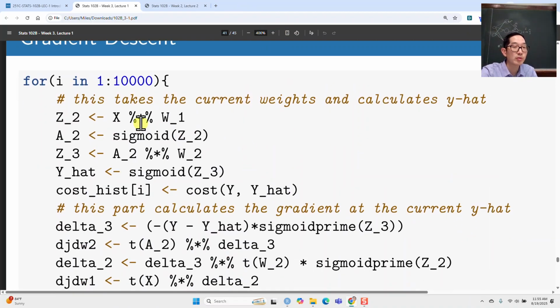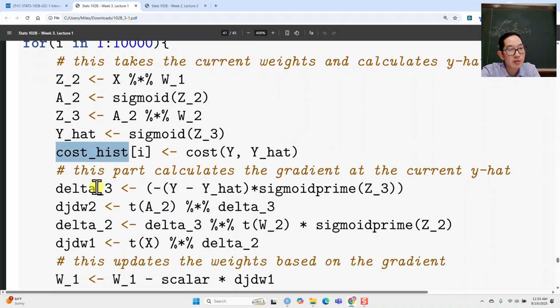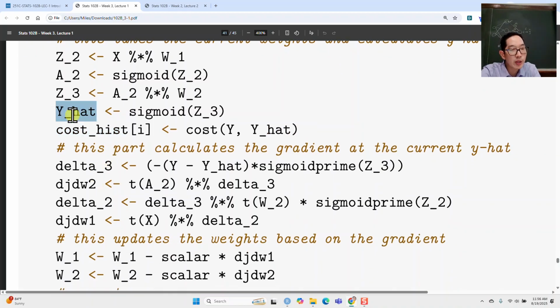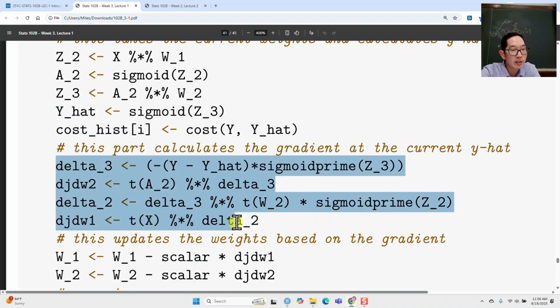So all we do is take our current values of W1 and W2. We do the forward feed. X times W1 gives me Z2. Sigmoid applied to that gives me A2. A2 times W2 gives me Z3. Sigmoid applied to that gives me Y hat. So these are my current predicted values, Y hat. This is not necessary, but just to show how our cost has improved, I'm going to calculate the value of the loss function, the cost between Y and Y hat, and store that in cost history. But really we just need Y hat because that factors into our calculations of our gradients.